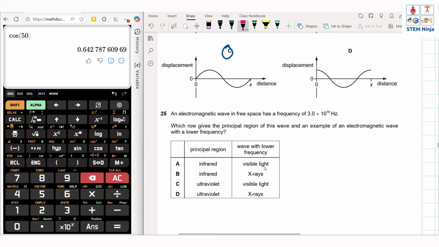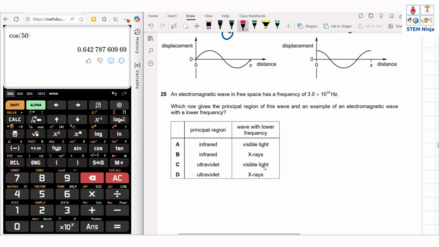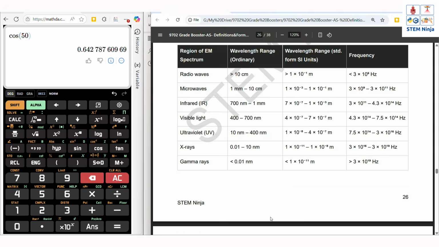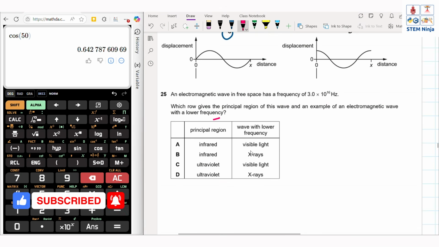Moving on. An electromagnetic wave in free space has a frequency of 3 × 10^16 Hertz. Which row gives the principal region of this wave and an example of an electromagnetic wave with a lower frequency? All right. So if we notice over here 3 × 10^16, this is the end of ultraviolet and start of X-rays over here. So this means that a wave of a lower frequency could be visible light.